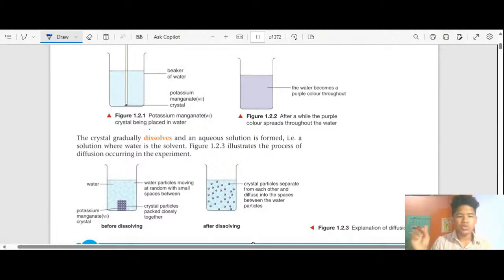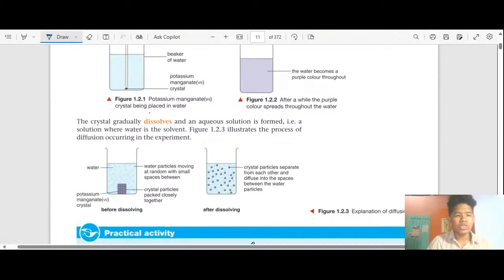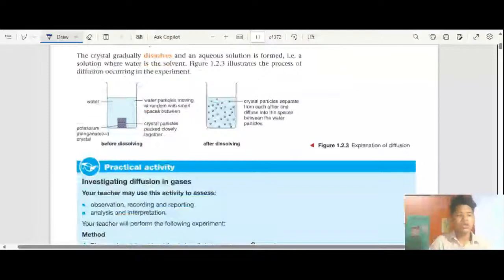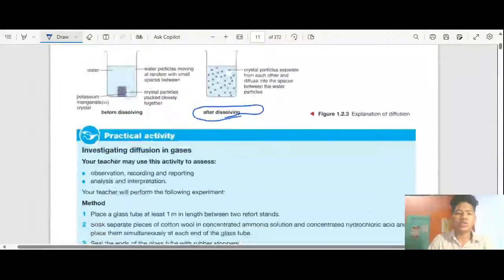Figure 1.23 illustrates the process of diffusion occurring in the experiment. So number one, we have the potassium permanganate right here. Before dissolving, crystal particles pack closely together. Water particles move at random with small spaces in between. Crystal particles separate from each other and diffuse into the spaces between the water particles, eventually dissolving over a period of time. And that is how diffusion works.